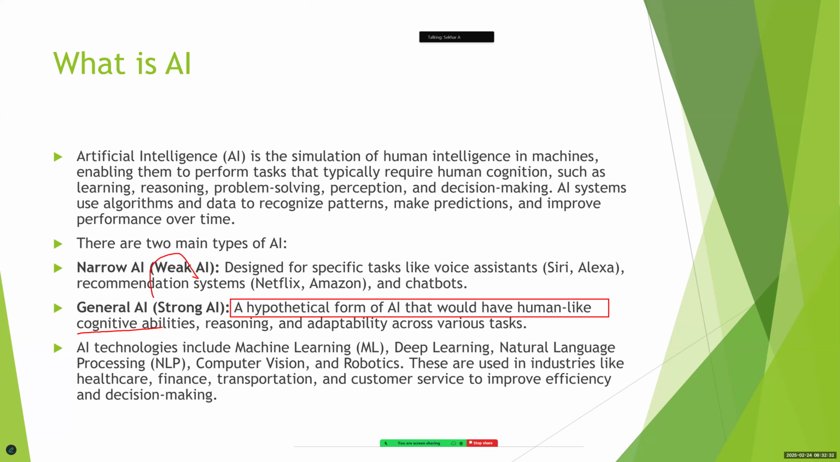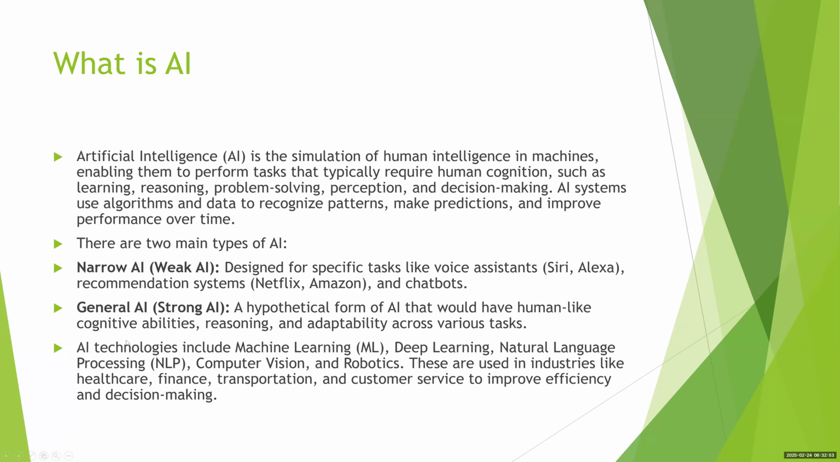General AI, we are developing NLP, natural language processing, deep learning, and customized things we will perform using strong AI, like generative AI and all. So this is the reasoning adaptability across various tasks. This is about general AI or strong AI. Clear so far, guys? What are the two types of AI? One is weak AI, the other one is strong AI.